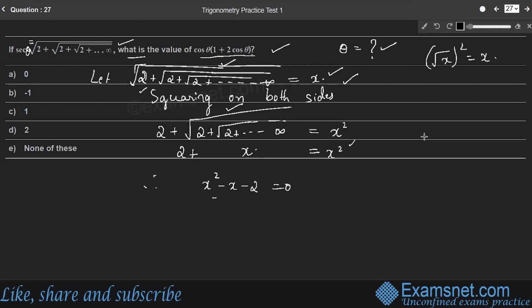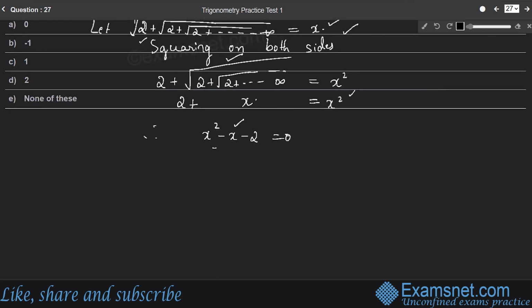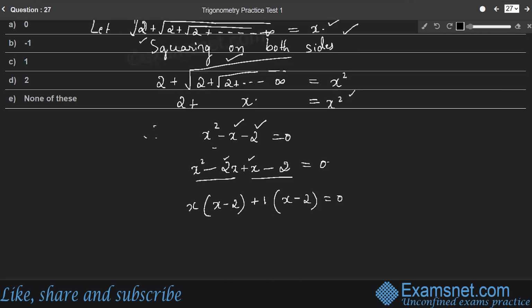So how to solve a quadratic equation? Solving a quadratic equation means finding the value of the unknown term. Here it is x, right? How to find the value of x? By splitting the middle term, right? So the middle term is minus x, which can be written as minus 2x plus x. So the product of their coefficients, minus 2 into plus 1, is minus 2, which is the last term, right? The last term, which is minus 2, is equal to 0. Take the first two terms where x is common and the remaining term becomes x minus 2. And the last two terms in which plus 1 is common, right? And the remaining term becomes x minus 2 is equal to 0.